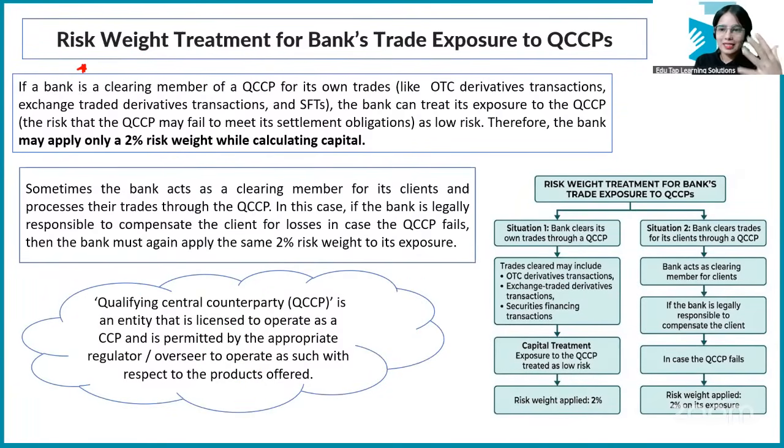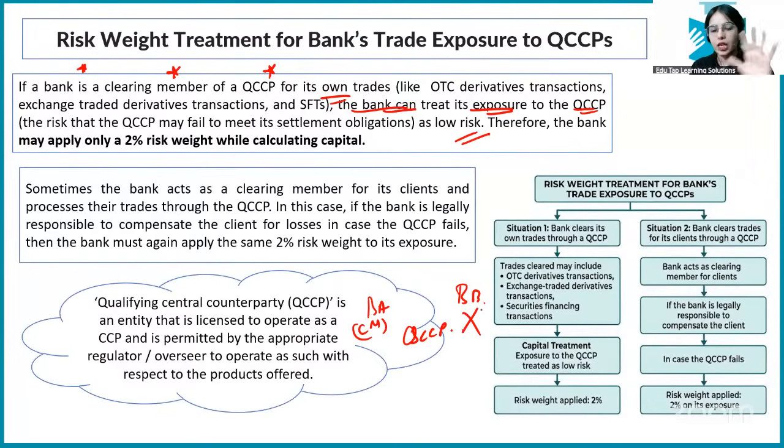So if a bank, let's read it again. If a bank is a clearing member of a qualified central counterparty for its own trades, like OTC derivatives, whichever trade it is doing. Okay. So there is a qualified central counterparty, that is bank A. It is also the clearing member for its own trade, and there is bank B. Okay. The bank can treat its exposure to the qualified central counterparty as low risk, because bank B can default, but the central counterparty will complete the transaction then.